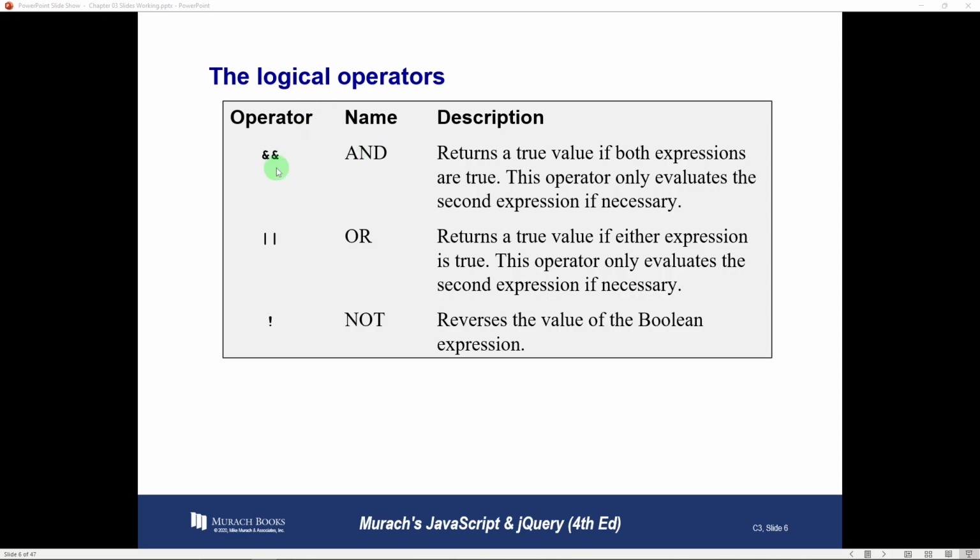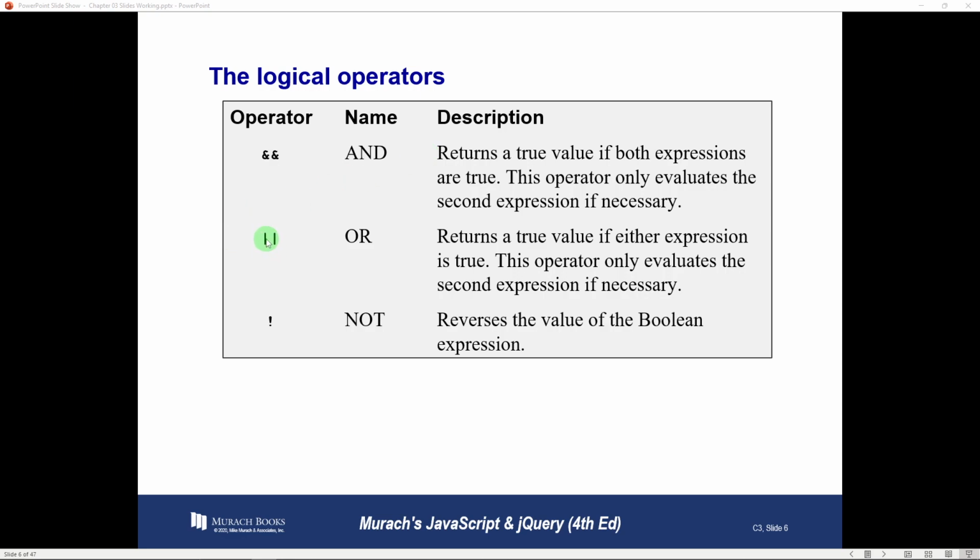If we use the AND operator, which is signified by a double ampersand, that is above the 7 on your keyboard, it returns true if both expressions are true. We'd have an expression on the left that we could evaluate as true or false, and an expression on the right which we can evaluate as true or false, and those two expressions are joined together. The only way the overall thing will be true is if both the left and the right sides are true.